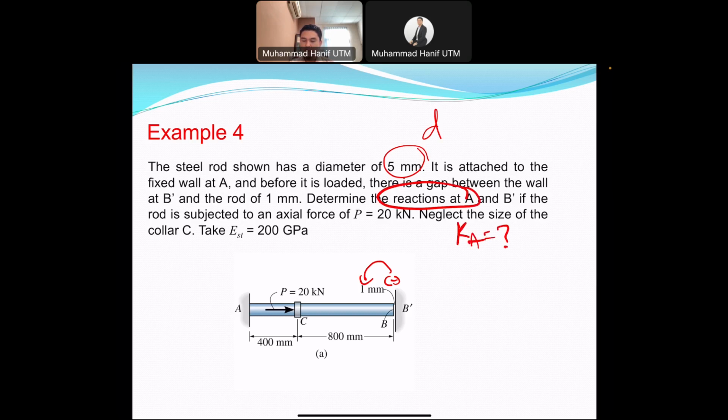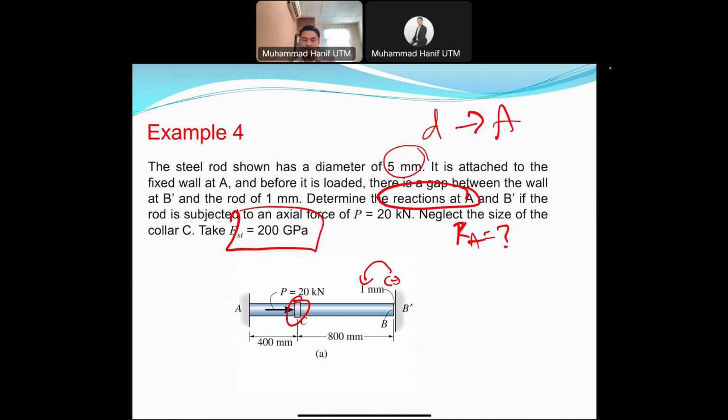So normally I will write down everything to make sure everything is clear. If the rod is subjected to an axial force of P equal to 20 kN, neglect the size of the collar C. So the size of collar C is different from the rod, but we have to neglect it. And take the elastic modulus of stainless steel equal to 200 gigapascal. So E is given. A we can get from D.